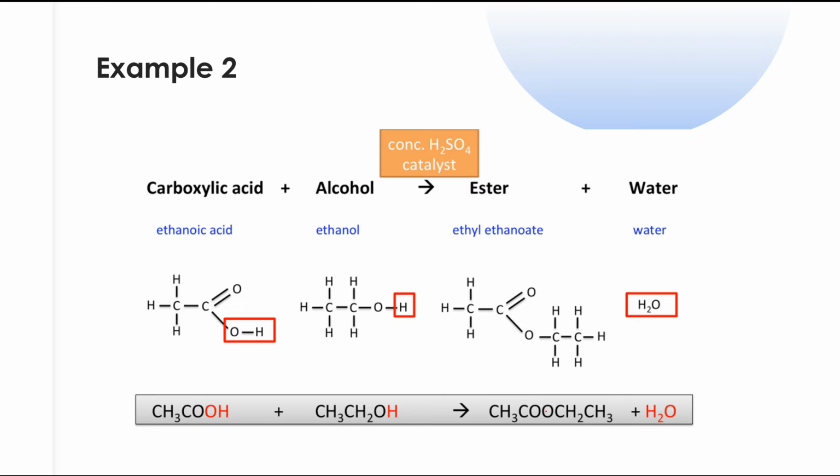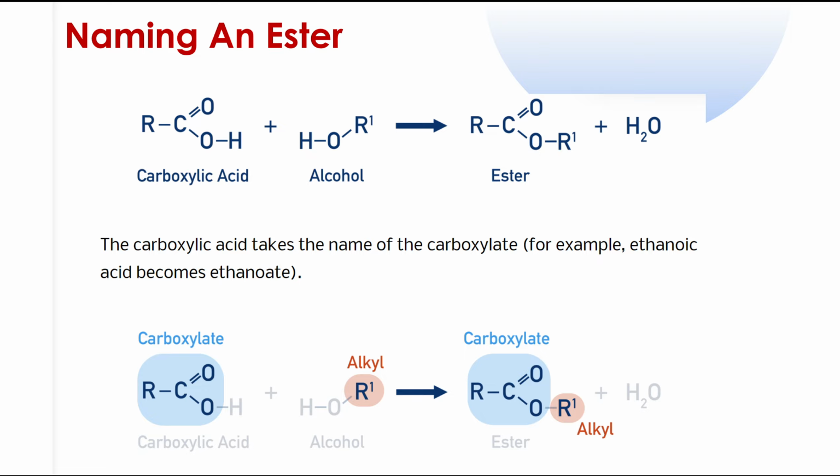Even if I see it in an equation like that, I remove the OH of the acid with the H from the alcohol, and then I stick the CO to the O and write the other end of the alcohol after that. If you look at the name, the rule is simple. In the name, we write the name of the alkyl group first, followed by the carboxylate group second. What do I mean by that?